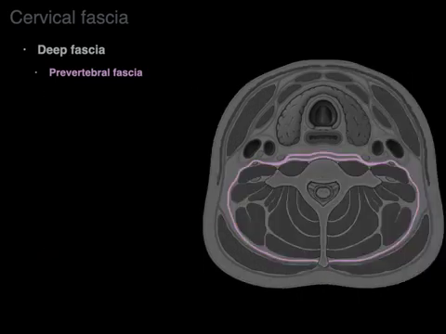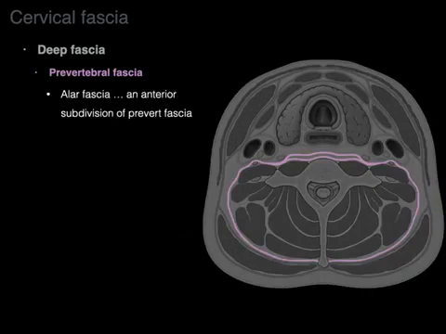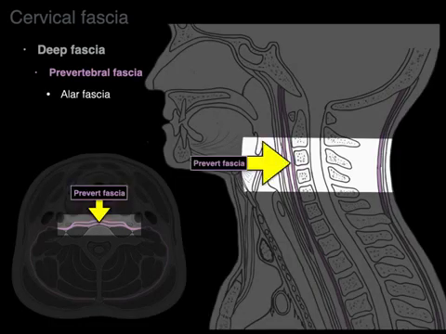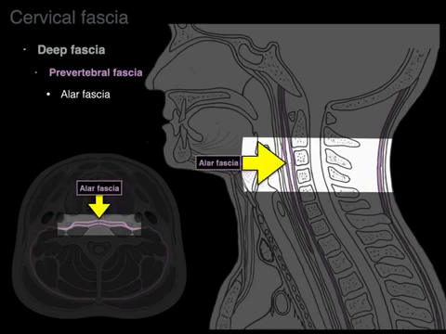And so the prevertebral fascia also has something called the alar fascia. It's an anterior subdivision of the prevertebral fascia. Let's watch. As the prevertebral fascia approaches that transverse process, it separates and forms this anterior lamina called the alar fascia. Basically, the prevertebral fascia along the front has two layers. So in sagittal section and the cross section, we can see prevertebral alar fascia in that section.